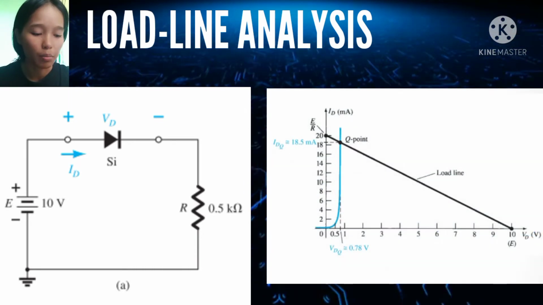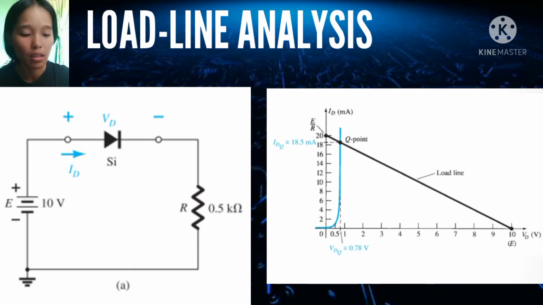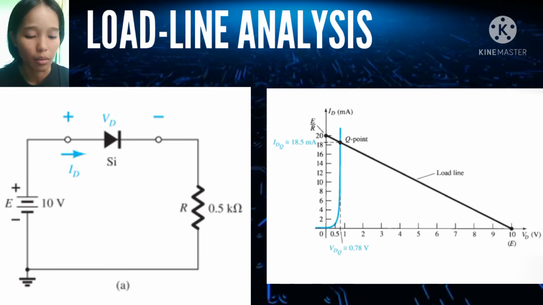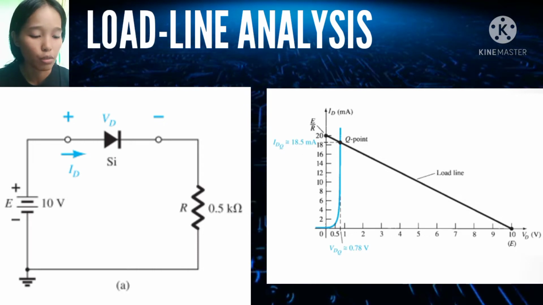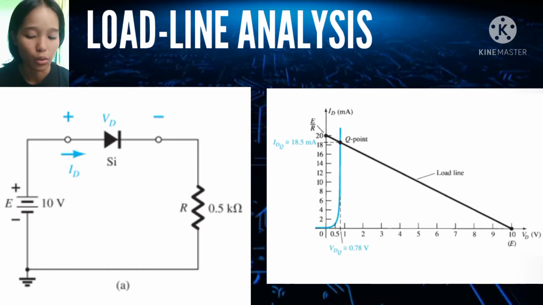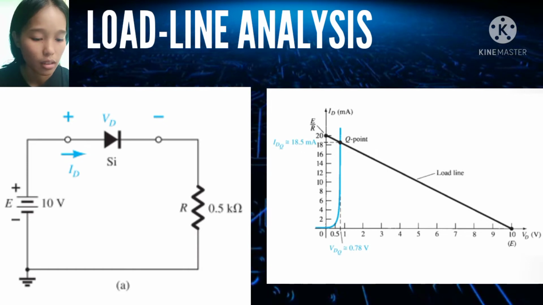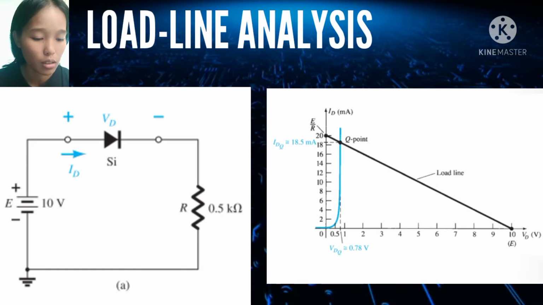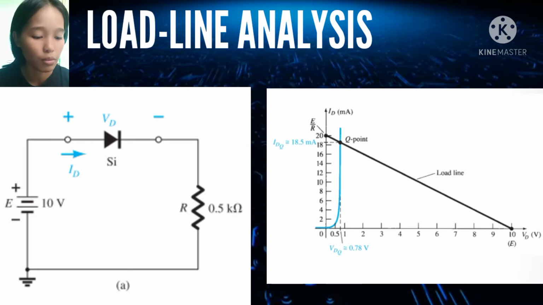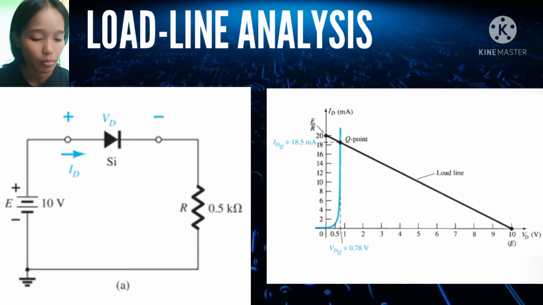Now let's plot what we got from our solutions in the characteristic curve. Here we can see in the ID axis our 20 milliamperes, and at the VD axis the 10 volts. Here we can see the intersection, so we have solved the IDQ and the VDQ. The IDQ is 18.5 milliamperes, while the VDQ is equal to 0.78 volts. These two are the answer.